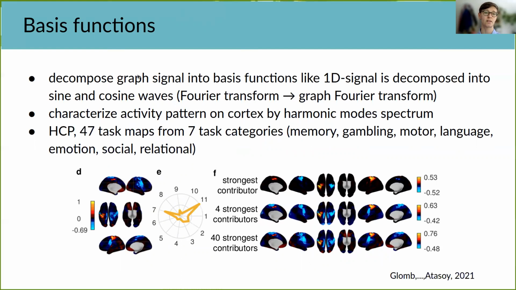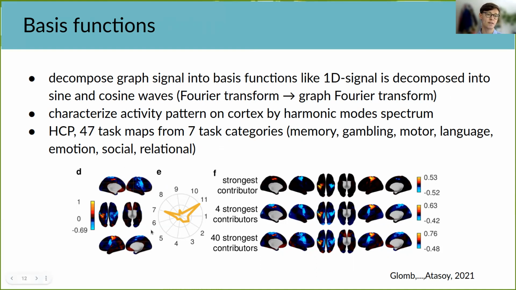We decomposed this graph signal that plays out on the non-changing graph into basis functions, just like you do with the 1D signal. And by doing this, you can characterize activity patterns on the cortex by this harmonic modes spectrum. Just like with Fourier transform, you get out a spectrum. And we did this for 47 task maps from 7 different task categories, again, from the Human Connectome Project. And we used only the first 11 just to get a nice characterization.